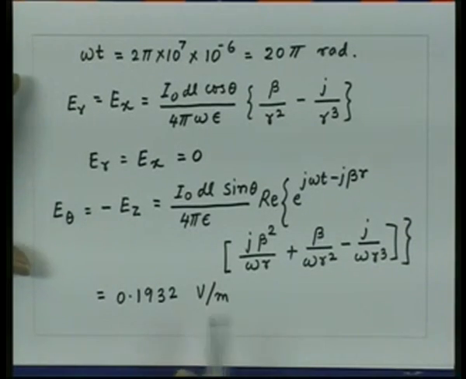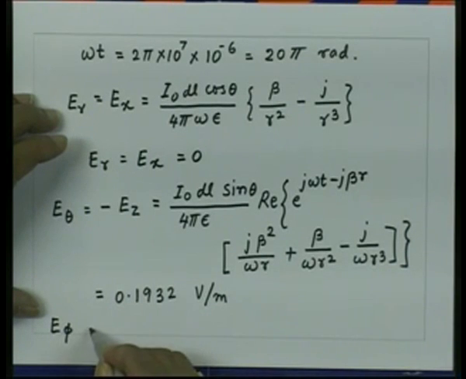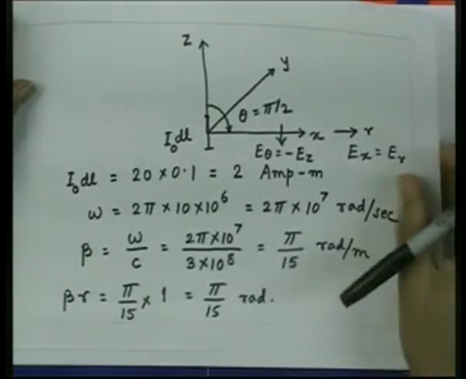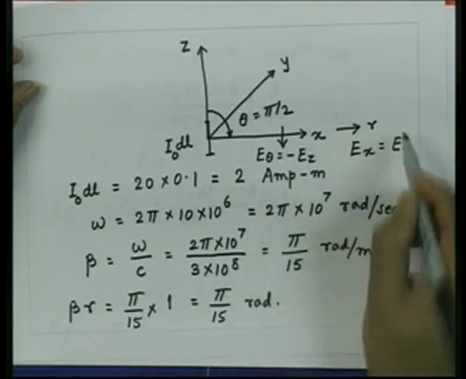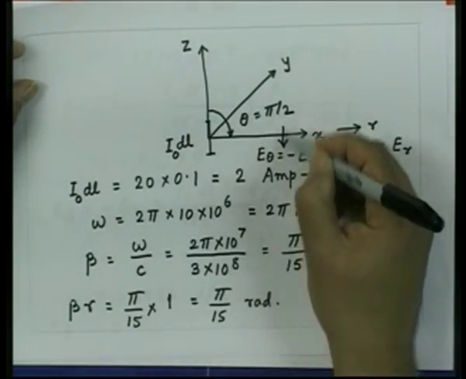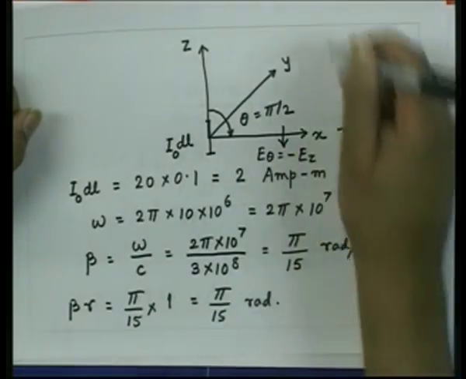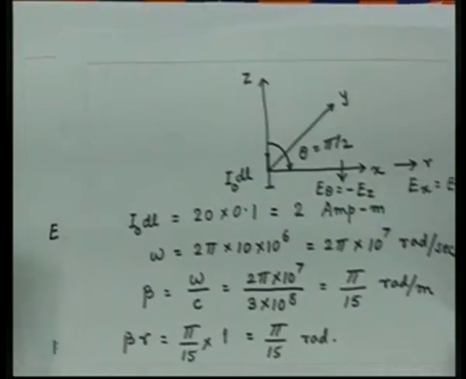And as we know, for the Hertz dipole, the phi component of the electric field is 0. So, we get E phi equal to 0. So, in this case, if you move along the x axis, then the r component is 0, the theta component, which is same as the minus z component, and the phi component also is 0, which will be perpendicular to the plane of the paper. So, by using the expression which we have derived, now we can find out the total field at a distance and at some instant of time from the Hertz dipole.